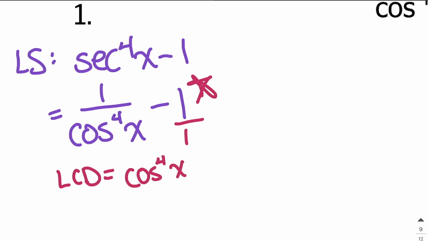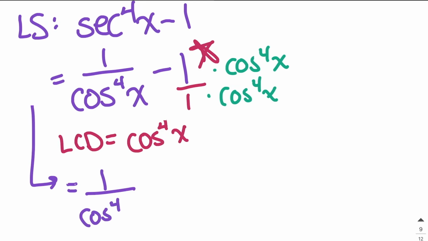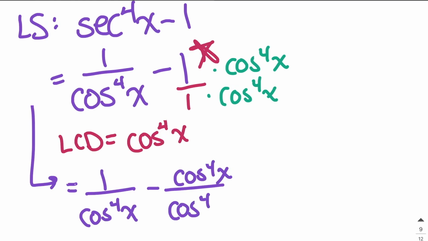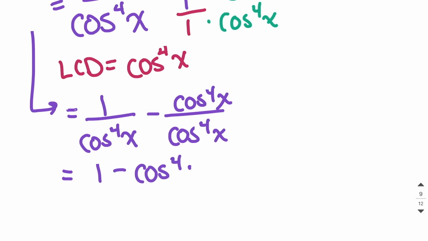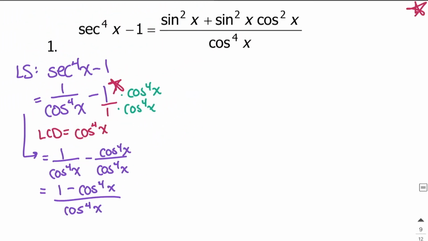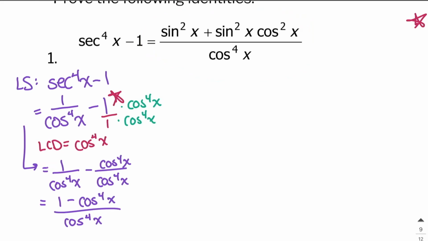So my first fraction that I see here, I don't have to multiply it by anything, but the second fraction I have to multiply numerator and denominator by cos to the power of 4x. So I end up getting right here that this is equal to 1 over cos to the power of 4x minus cos to the power of 4x over cos to the power of 4x. And then I can just put this together into a single fraction. So 1 minus cosine to the power of 4x all over cosine to the power of 4x. Remember, keep this left side right here in mind as you are going through your work that you're doing here.